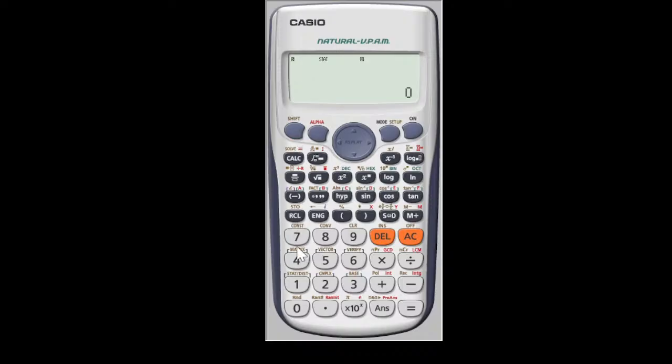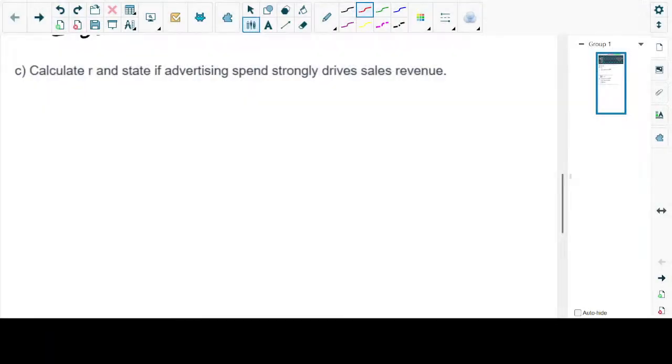I'm going to press shift 1, and we're going to have REG. On REG, we press option 3, which is R. R is equivalent to 0,998. This one we don't round off, guys. We leave it exactly the way it is, 0,998, because if you round it off, it's going to give you 1, which is perfect, and we can't have a perfect correlation.